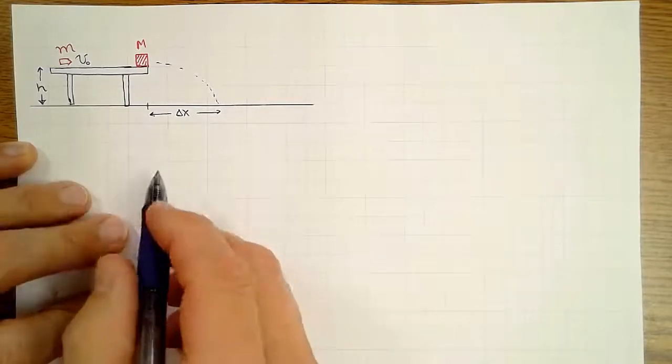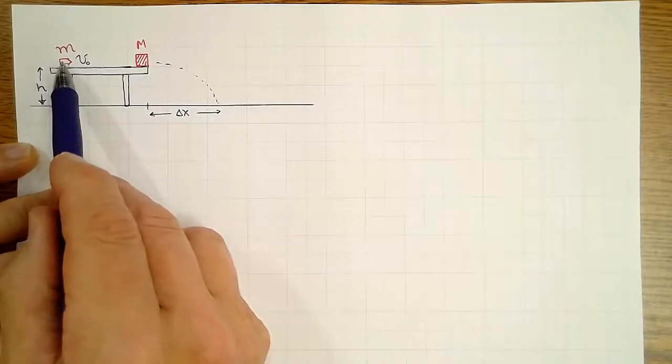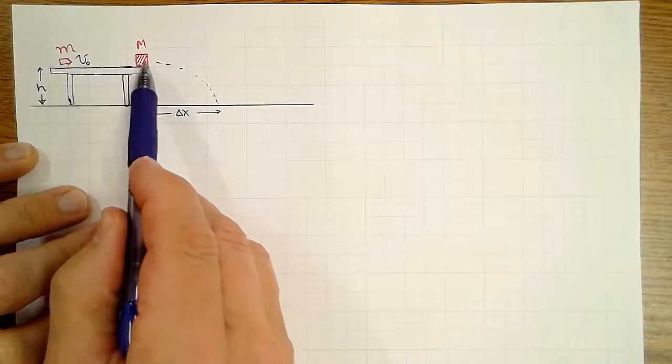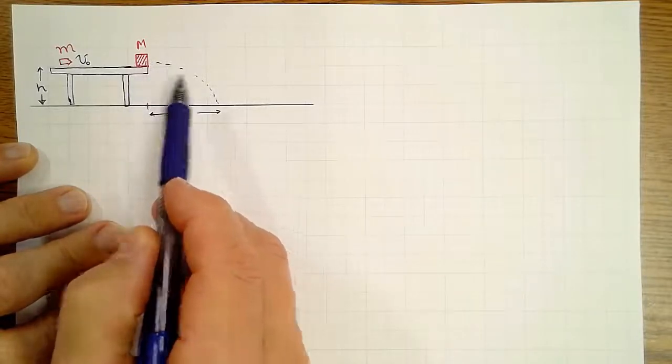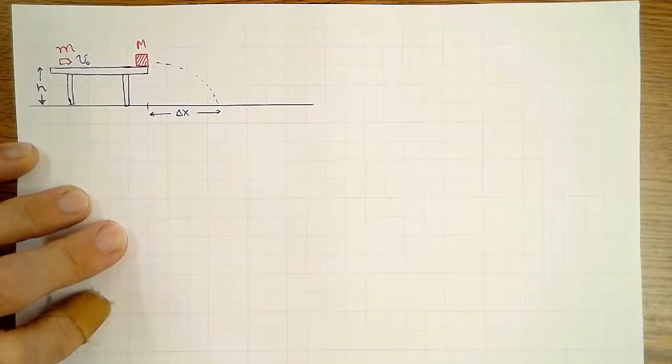Okay? So I'm going to start off by figuring out what happens during the collision. Because the bullet's going to smack into the block of wood, become embedded, and the two of them are going to start moving to the right. As they begin to move to the right, they become a projectile. So our first problem is to figure out how fast is this combination moving after the collision.